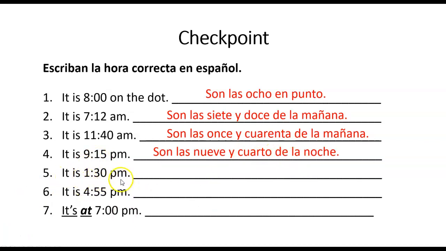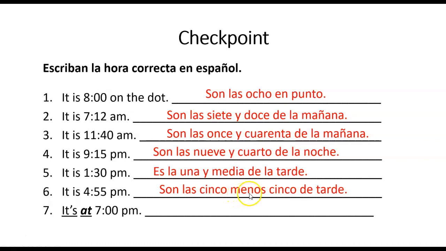It is 1:30 p.m. Can we say uno y treinta? No. 30 is half, so we have to say it is una y media. Es la una y media, and again in the afternoon, de la tarde. It is 4:55 p.m. You can't say it is cuatro y cincuenta, or you can just say it's 5 minutes till 5, or 5 o'clock minus 5 minutes. You would say, son las cinco menos cinco de la tarde. It is 5 o'clock minus 5 minutes in the afternoon, or 5 minutes to 5.